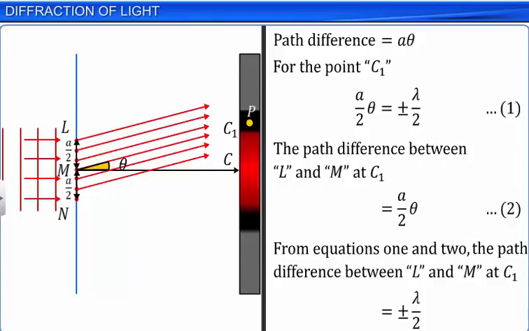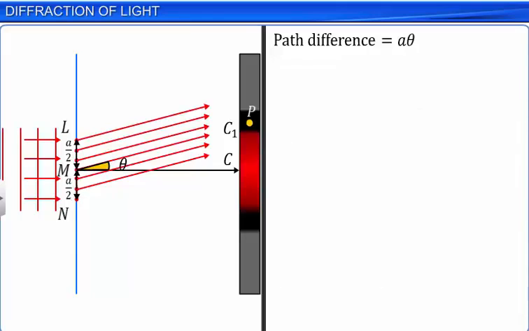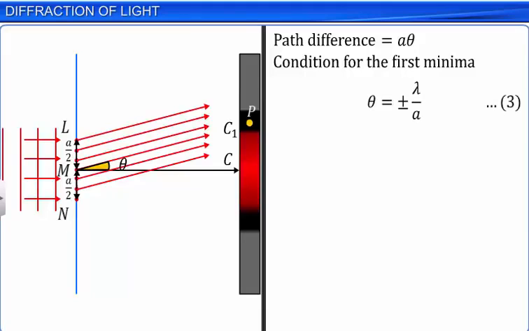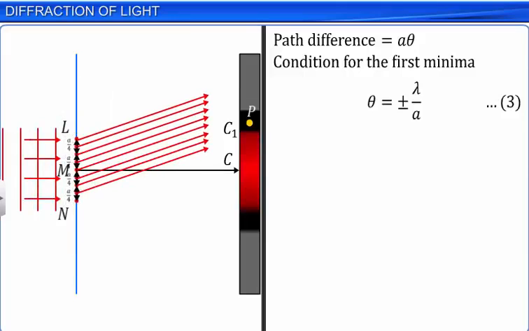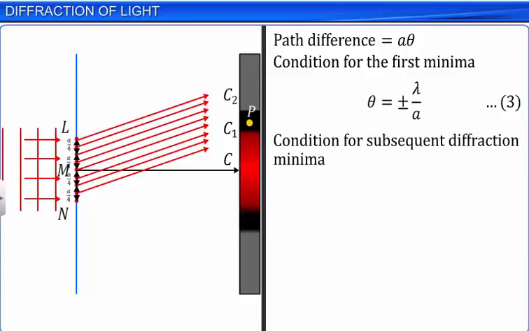Hence, the condition for the first minima is theta equal to plus or minus lambda by a. Let this be equation 3. Equation 3 implies that the central maxima can be made wider by making the slit narrower. We can also divide the screen into 4 parts, 6 parts, and so on, and using a similar argument, we can show that the subsequent diffraction minima occur whenever theta is equal to plus or minus 2 lambda by a, plus or minus 3 lambda by a, and so on.